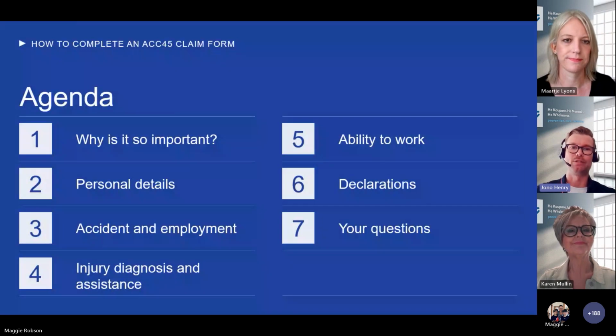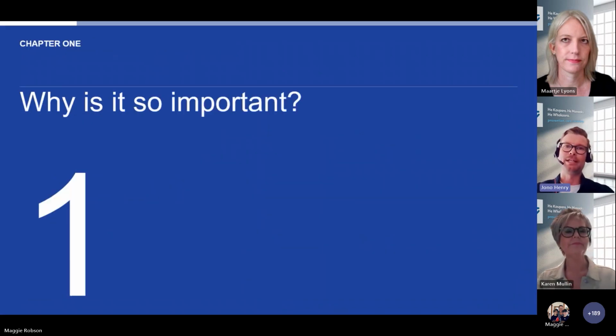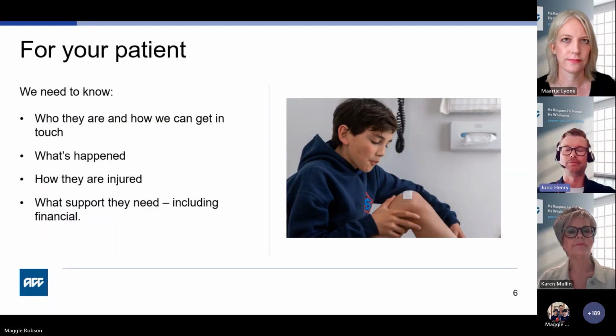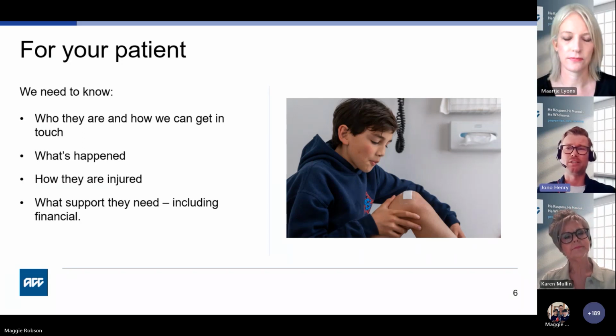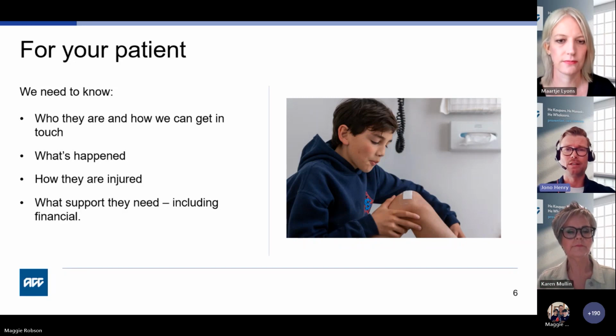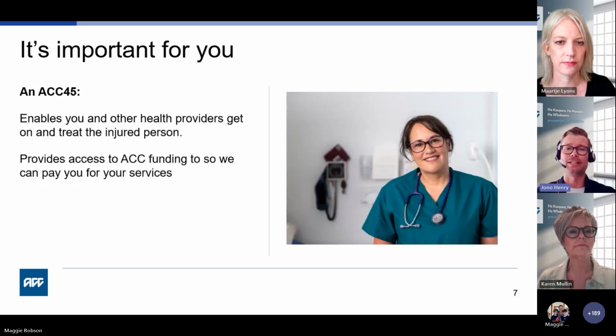So why is it so important? Correctly completing an ACC 45 is more than just paperwork. For us, this form allows us to know who your patient or client is, where and what happened during their accident, the injury or injuries they may have sustained, and what supports or assistance your patient or client may need during their recovery. This includes any financial supports they may need for the injury or injuries sustained. If we get the right information from the outset, the first time, this reduces delays for everyone. For providers, the ACC 45 is a starting point so you can provide treatment and other services for your patient, and so we can correctly pay for the services that you provide.